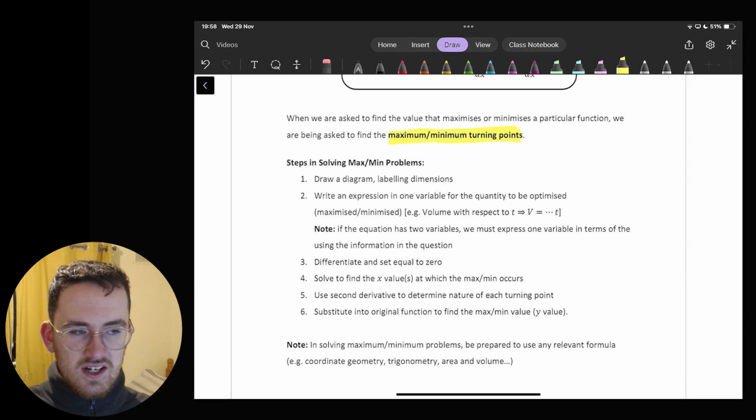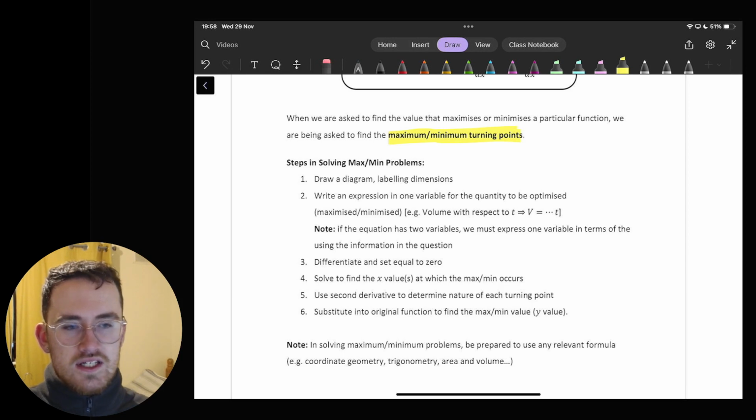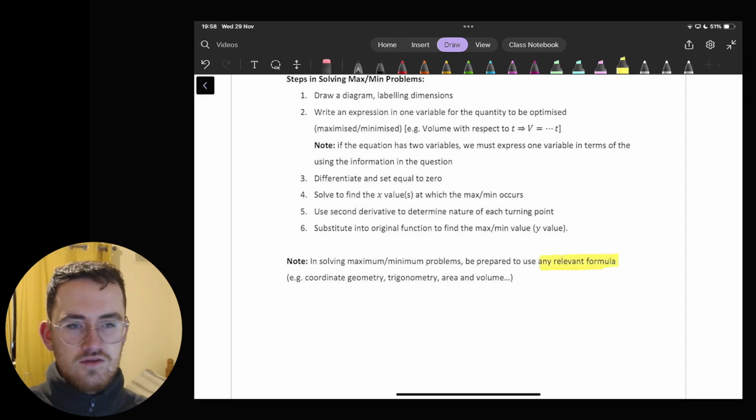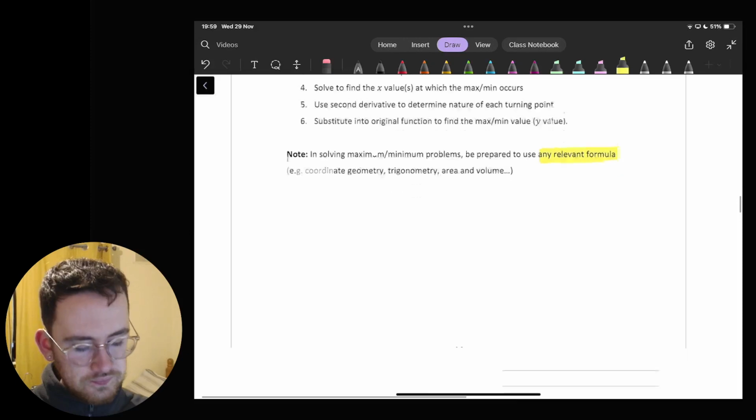What I've said here, and I think it's quite important to make note of, is that when we're doing these maximum and minimum problems, you should use any relevant formula. It could be from coordinate geometry, trigonometry, or area and volume, or we might have to use Pythagoras. It's important that you're prepared to use those formulas, because we might have to use information that's given to us, but the information may not be given, and we have to be prepared either way.